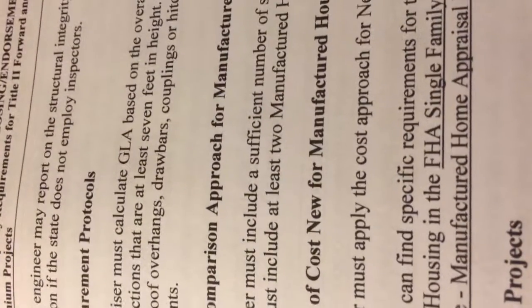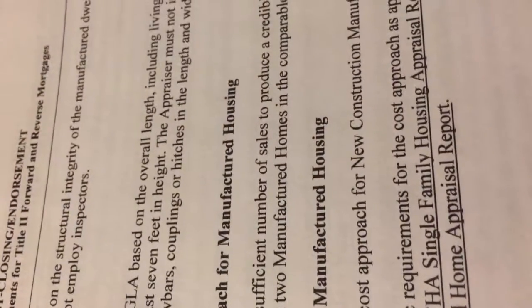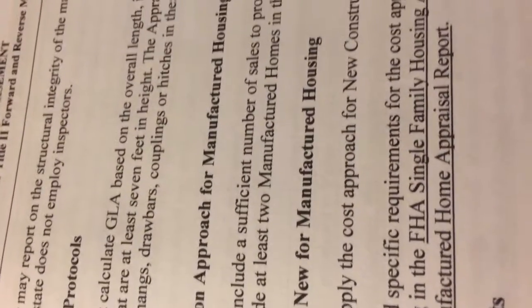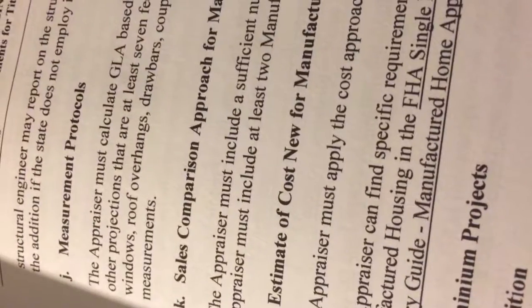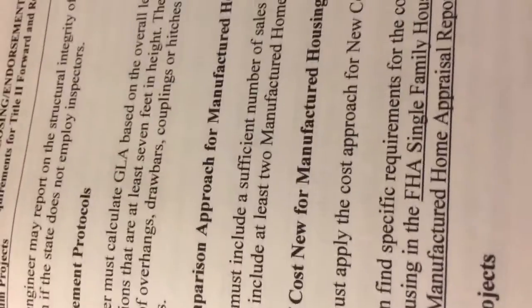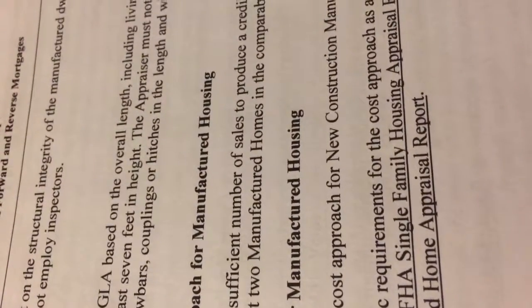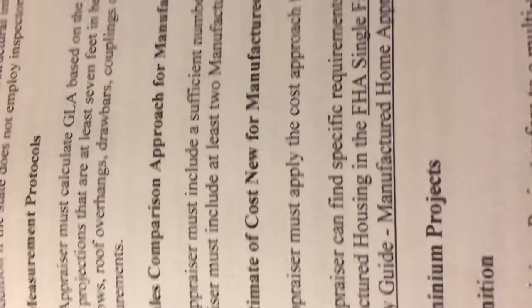The appraiser must calculate GLA based on the overall length, including living areas and other projections that are at least 7 feet in height. The appraiser must not include bay windows, roof overhangs, drawbars, couplings, or hitches in the length and width measurements. K. Sales comparison approach for manufactured housing.